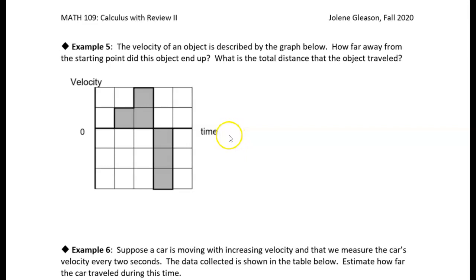All right, so here again, we're given a velocity graph. And the first question that we're asked is how far away from the starting point did this object end up? Now, we don't have any scale, right? We don't have any scale at all. I mean, this could be 10 miles, it could be 10 kilometers, it could be one mile. We really don't know. But you can see that we have 3 units here.